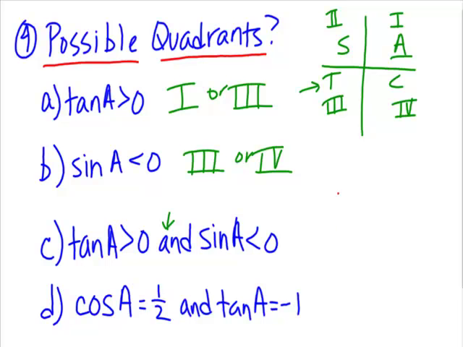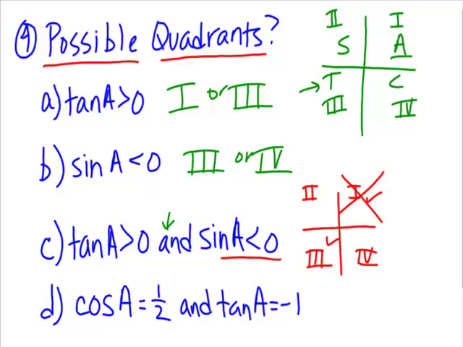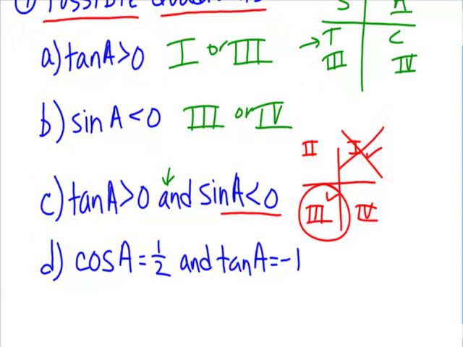greater than 0. And if it was me, I would probably do it like this. I would say, oh, okay, I already know tangent's greater than 0 either in quadrant 1 or quadrant 3. But now I get to limit it, and sine has to be less than 0. And so I know sine is greater than 0 here, so that takes me to quadrant 3. Just another version of it.